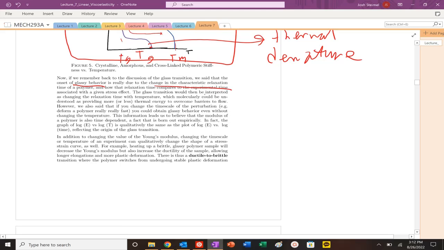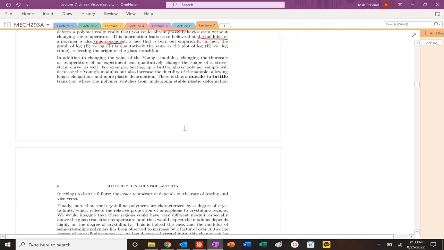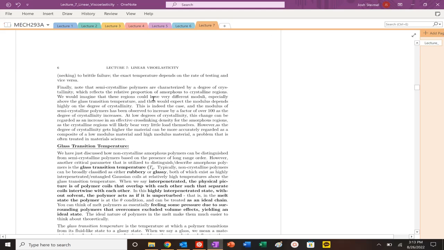So remember, glassy, again, we're changing essentially that characteristic time, that relaxation time of our polymer, and we're going to go over that. We're overcoming essentially these barriers to flow. So with more thermal energy, or changing the time scale of the perturbation, you're changing essentially the dynamics of that polymer. And that will affect obviously your modulus as well. You can also go through this ductile to brittle transition, depending on the processing of your material.